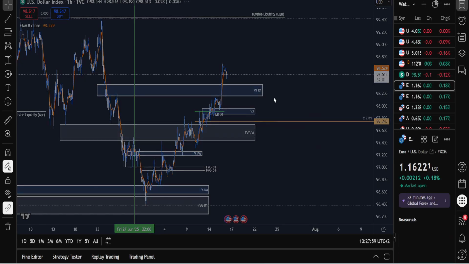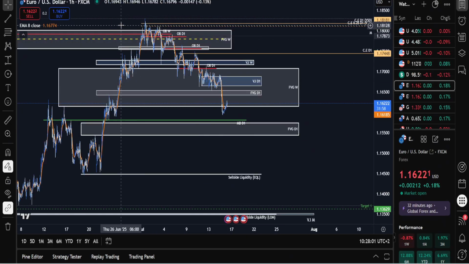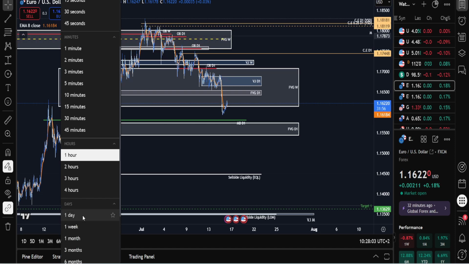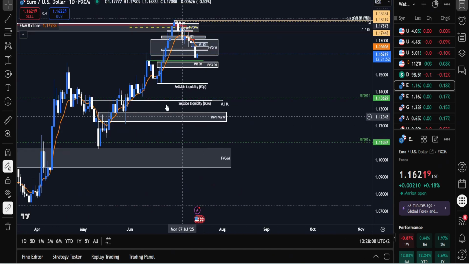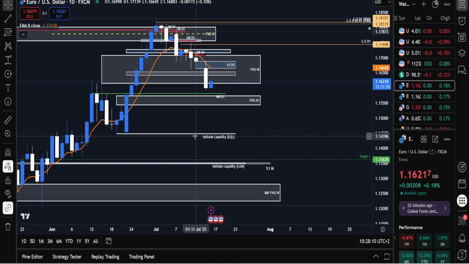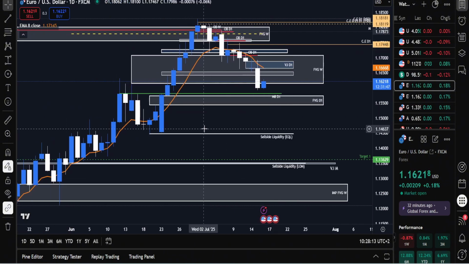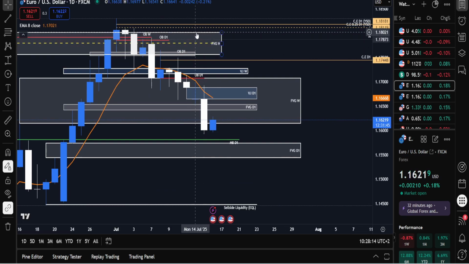Now let's look at the EurUsd. How was the EurUsd playing out? Let's start off with the daily. You can see we had a bearish bias, and we still have a bearish bias on the EurUsd. This was our level that we've been looking at, the weekly fair value gap, right? How we traded into it, we balanced it.